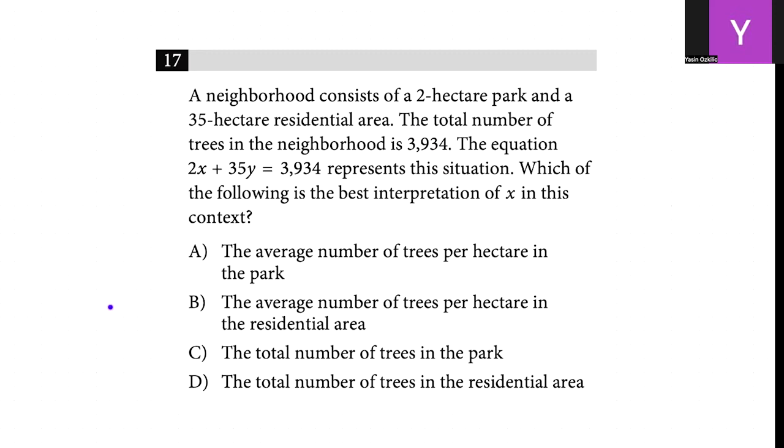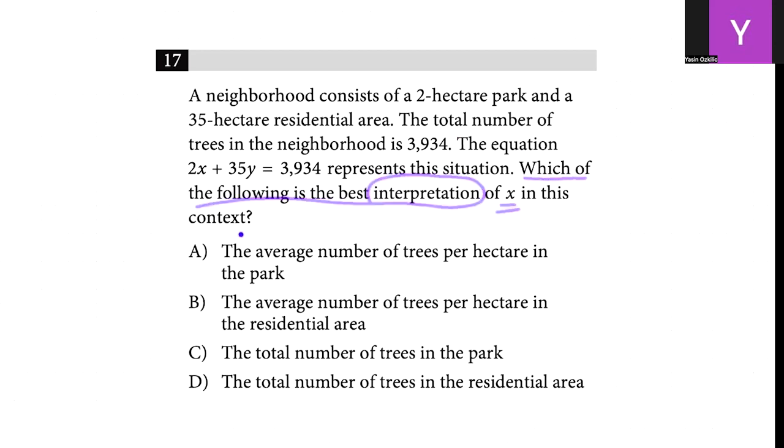The equation is given: 2x plus 35y. This is for what? It's very important. It represents this situation, and this situation is the total number of trees. So this equation is about the total number of trees, because it refers to the previous explanation. It's about the number of trees versus the area: a 2-hectare park and a 35-hectare residential area. So the question is: which of the following is the best interpretation of x in this context?